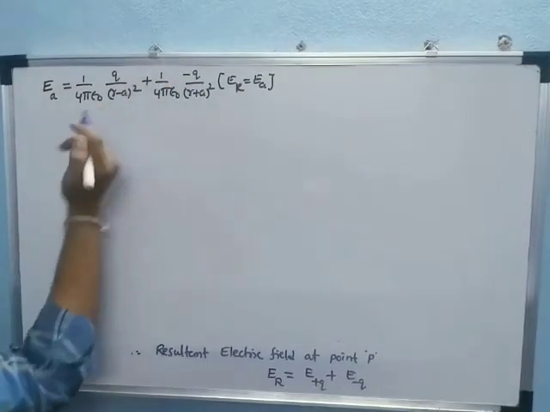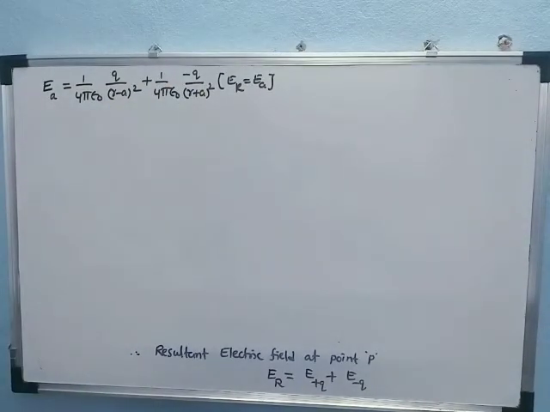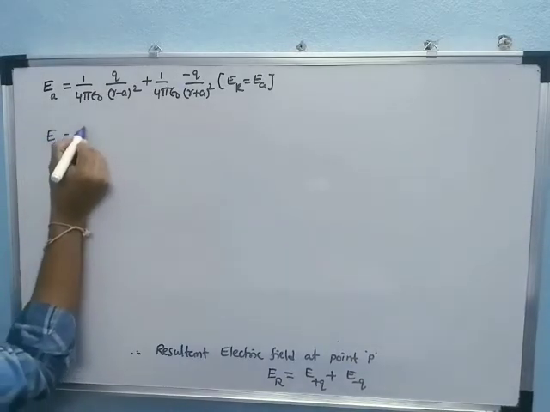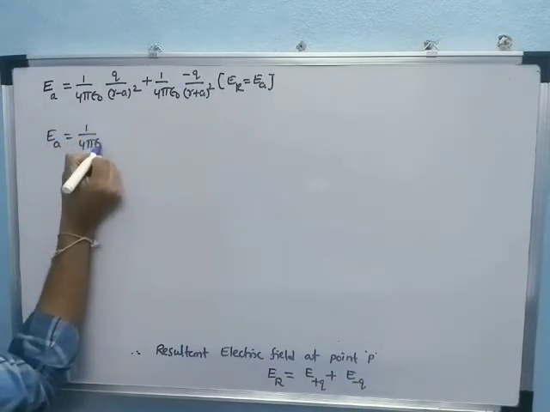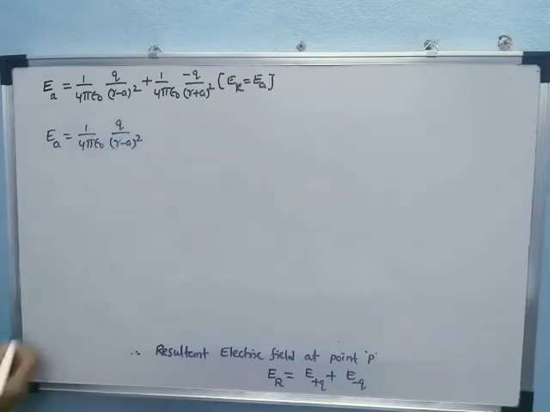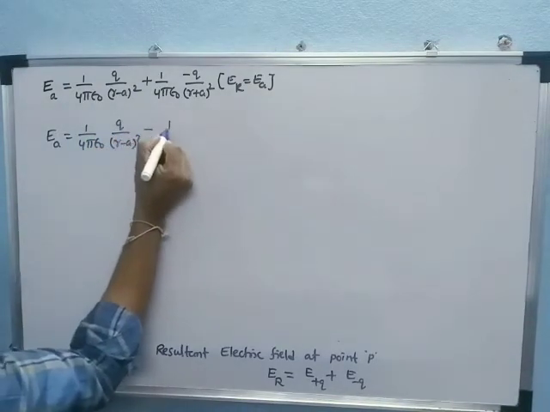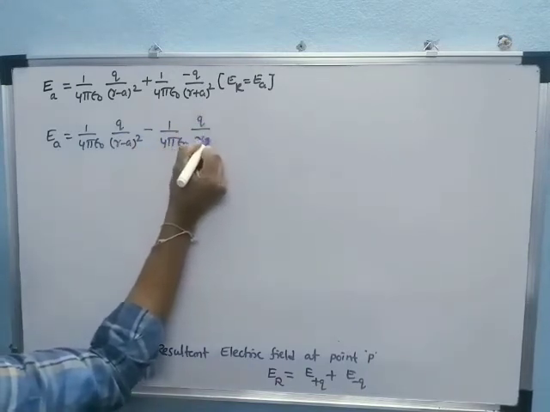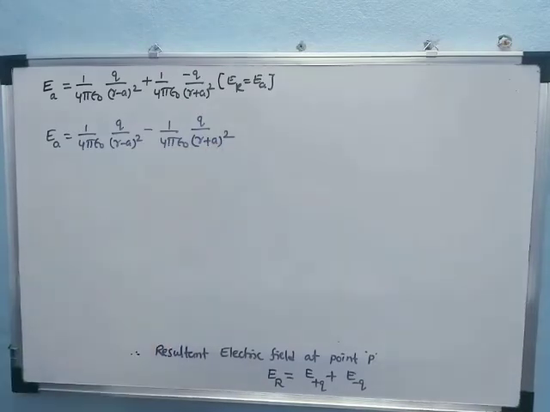Now the plus into minus, the minus. Then we can write here E_A is equal to 1 by 4 pi epsilon naught Q by (R minus A) whole square, plus into minus, 1 by 4 pi epsilon naught Q by (R plus A) whole square.